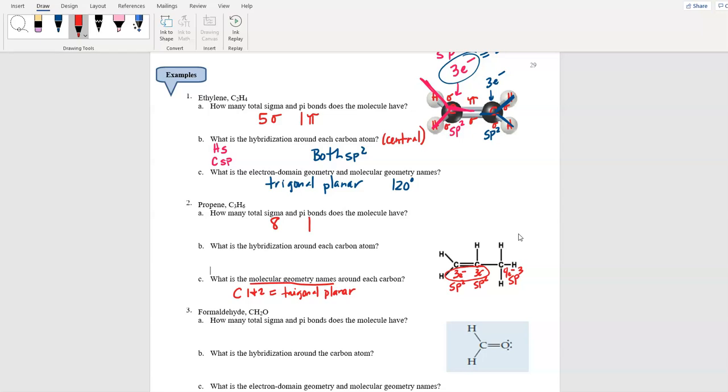But this third carbon over here, so carbon number 3, sorry, my phone is blowing up right now.